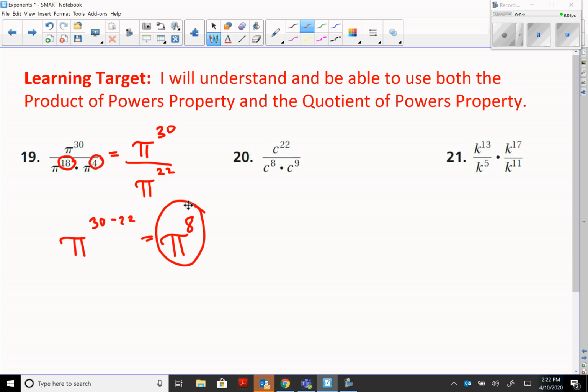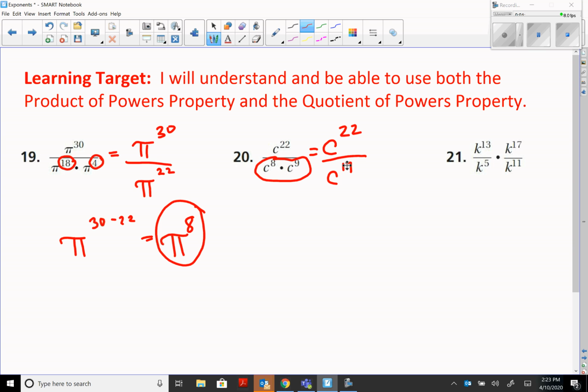Okay, on this next one, again, I'm going to look at the denominator first, and I have the same base number, so I'm going to add the 8 and the 9, leave c to the 22nd as the numerator. So in the denominator, I'm going to get c to the 17th power.